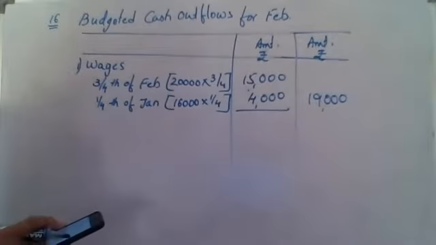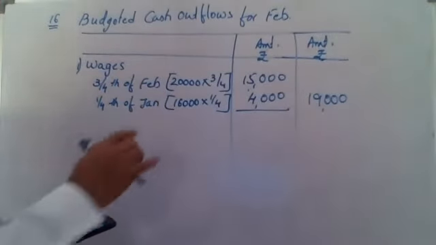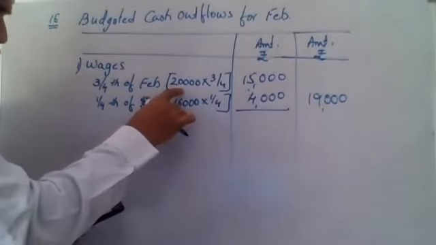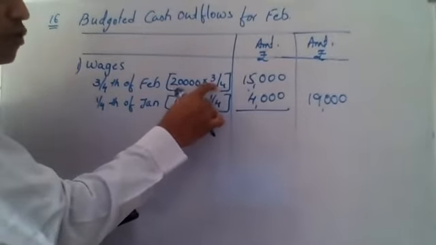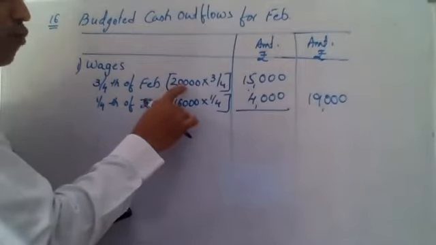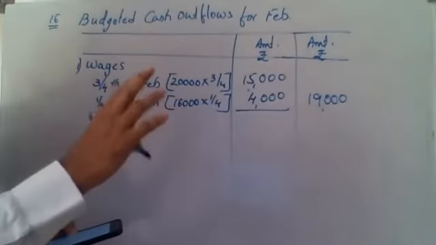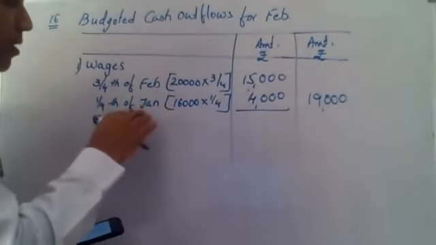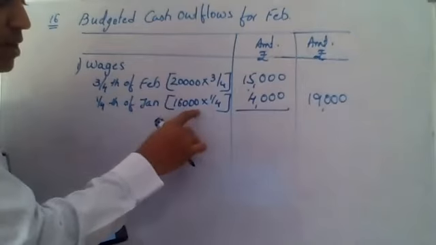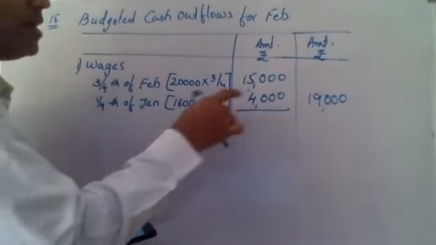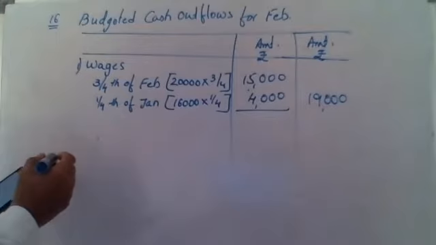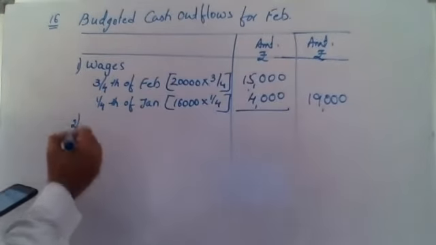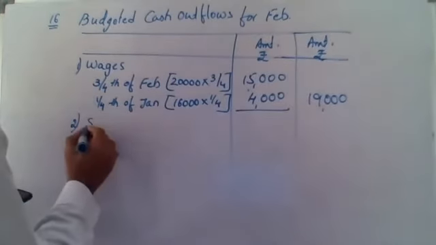Okay. So did you understand? In February, the total wages was 20,000, but you are paying only for 3 weeks out of 4 weeks in February. And the 4th week, you are paying it in March. I don't want what you're paying in March. I want what you're paying in February. So January's last week wage we are paying in February. That is counted here.